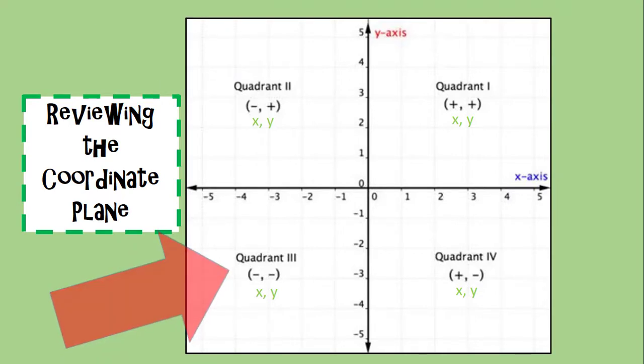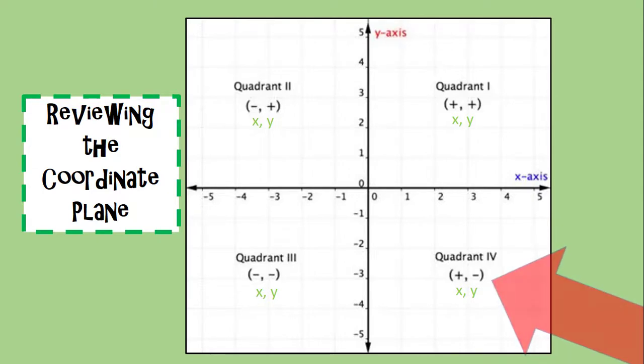In quadrant 3, you'll notice that both the x and the y coordinates are negative. In quadrant 4, you'll see that the x is always positive and the y coordinate is negative.